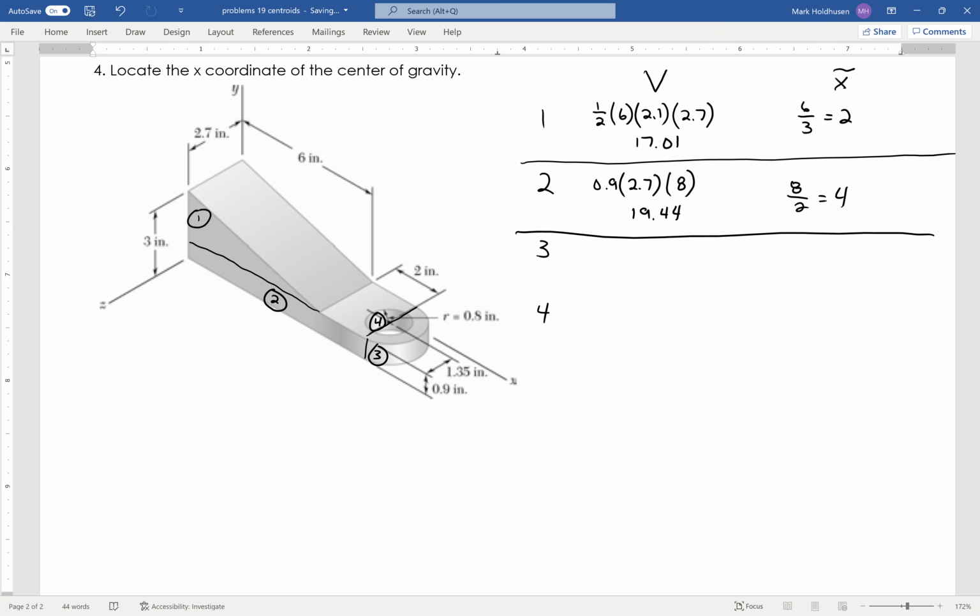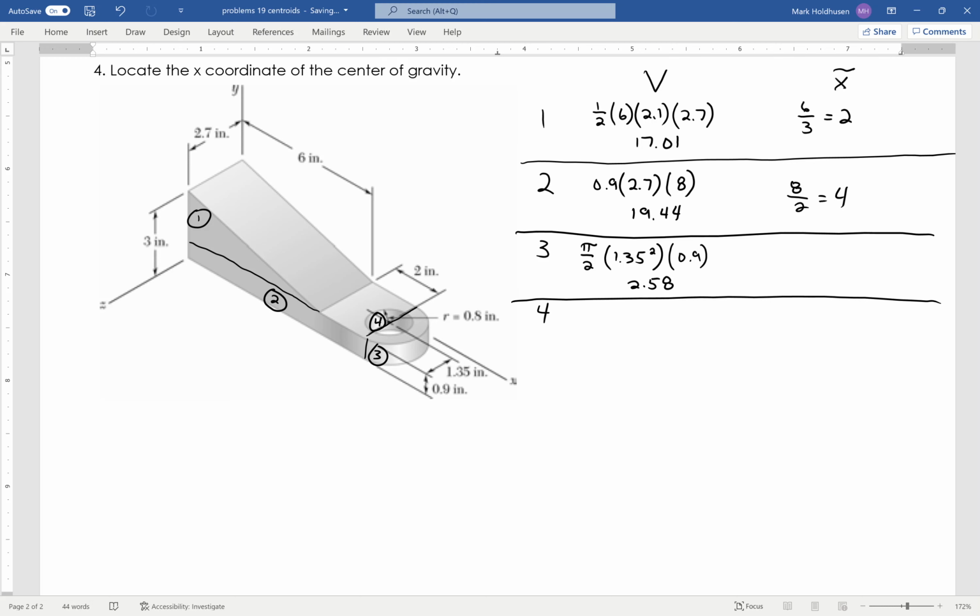That is that semicircle. So the semicircle, the area, or I should say the volume, is pi over 2 r squared, because it's a semicircle. R is 1.35 inches. Okay, so that gives me the area of that semicircle, but then that's times the thickness of 0.9, which gives me 2.58 for that volume.